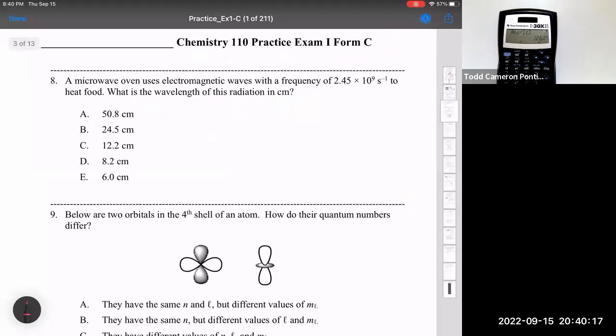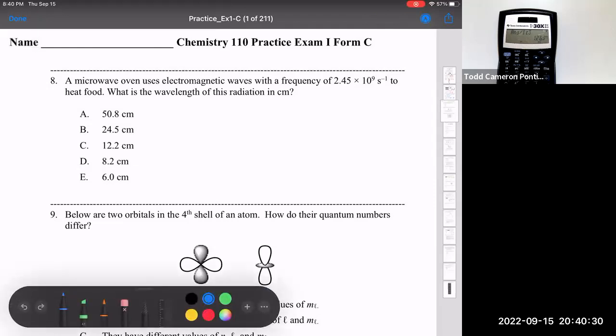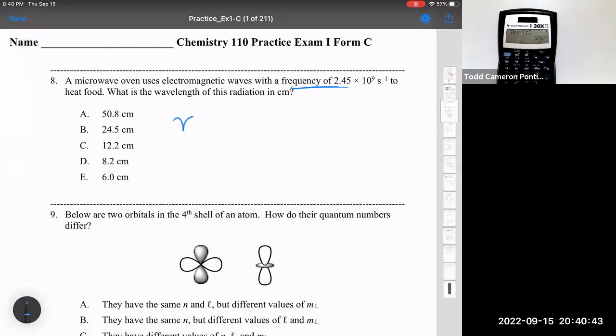A microwave uses electromagnetic waves with a frequency of 2.45 times 10 to the 9th seconds to the -1, or hertz, to heat food. All right. Oftentimes in chemistry exams, one of the best strategies is think about what you're given, think about what you're trying to find, and then think about what equation or concept relates the two. In this case, we're trying to relate frequency, which is nu, or a letter v, and we're trying to relate it to wavelength. And wavelength is lambda.